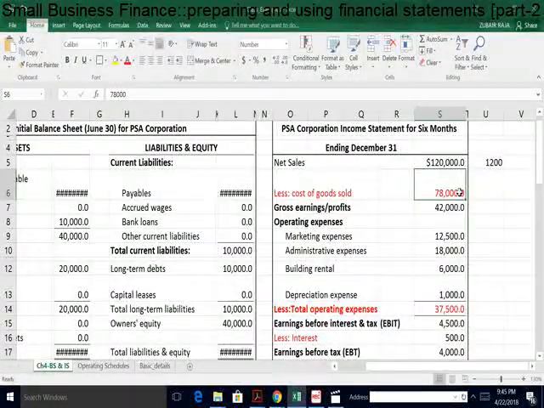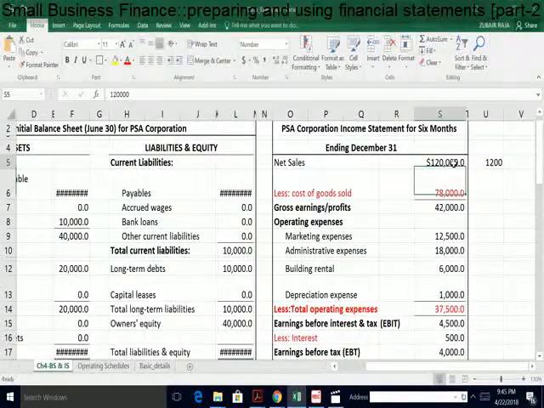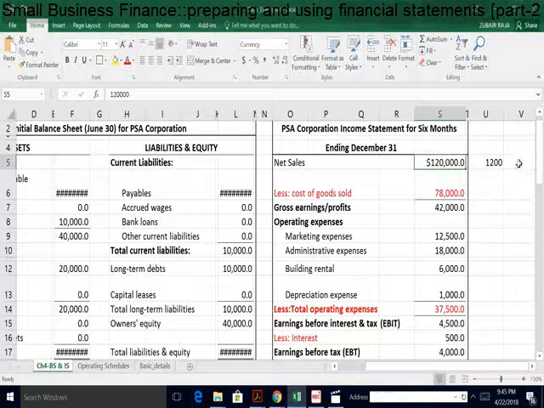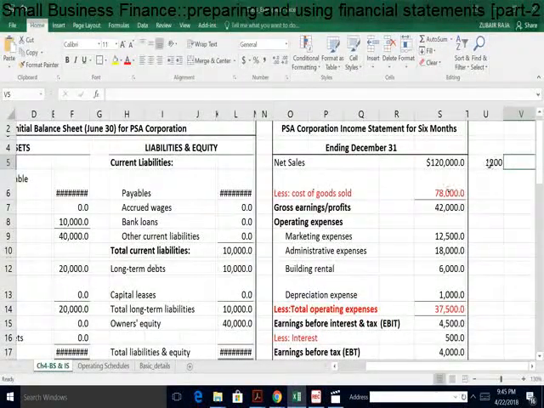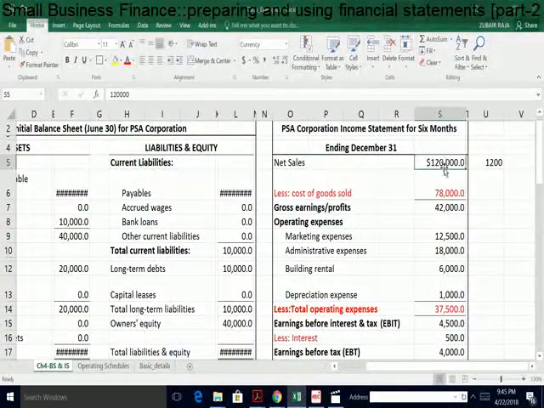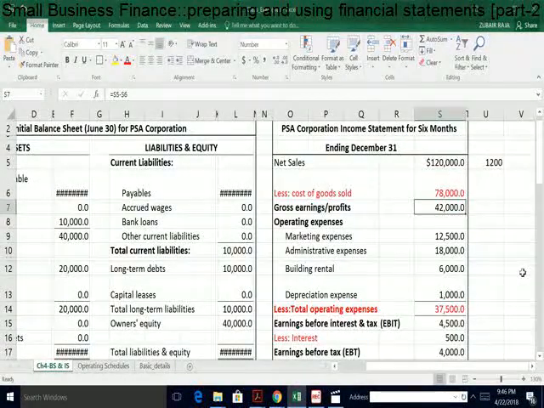So 78,000 is the basic material and labor cost of those scanners which PSA Corporation has sold during 6 months, whose worth was $120,000, because $100 was the price and 1,200 units were sold. So 78,000 is the cost of making those 1,200 units. Once you subtract this 78,000 from 120,000, which is the net sales, you will end up getting 42,000. This is actually the gross earnings or gross profits.